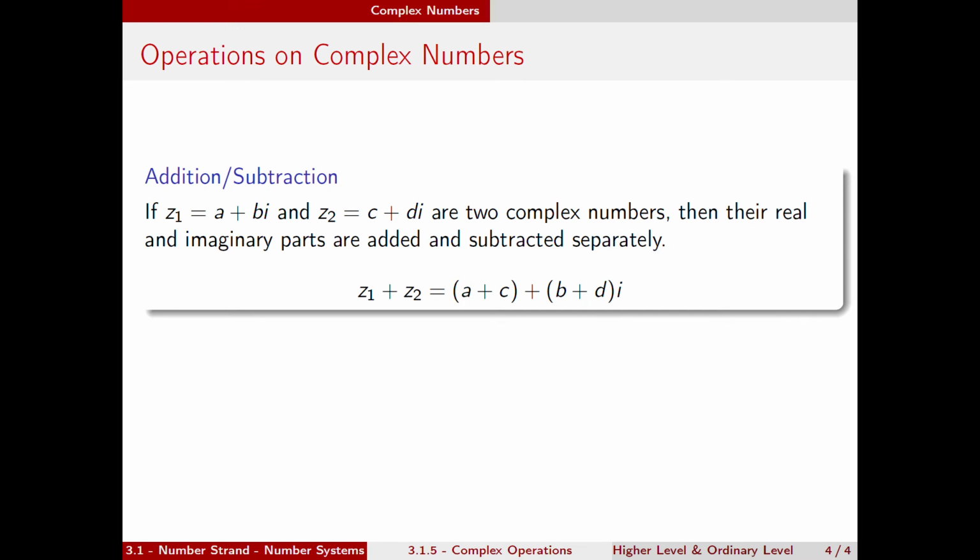If we want to talk about addition and subtraction of two complex numbers, we take two complex numbers, z1 is equal to a plus bi and z2 is equal to c plus di. When we add or subtract these together, we add and subtract the imaginary parts and the real parts separately. So z1 plus z2 is a plus c plus b plus d times i. And we notice that we've added the real parts of z1 and z2 together, and after that we have added the imaginary parts of z1 and z2 together.